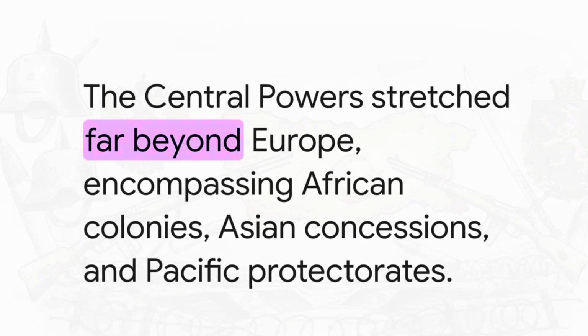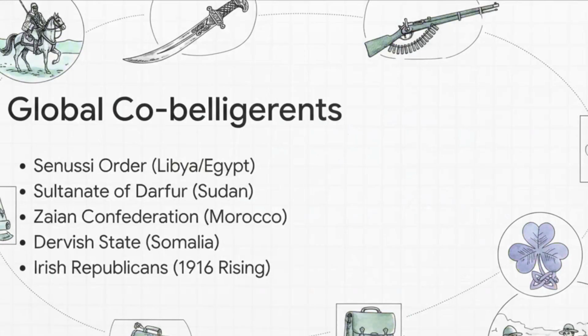It turned a European family feud into a truly worldwide struggle. And get this, to actively divert Allied military resources away from those European fronts, the Central Powers threw financial and military support behind a surprisingly diverse network of rebel factions all around the globe.